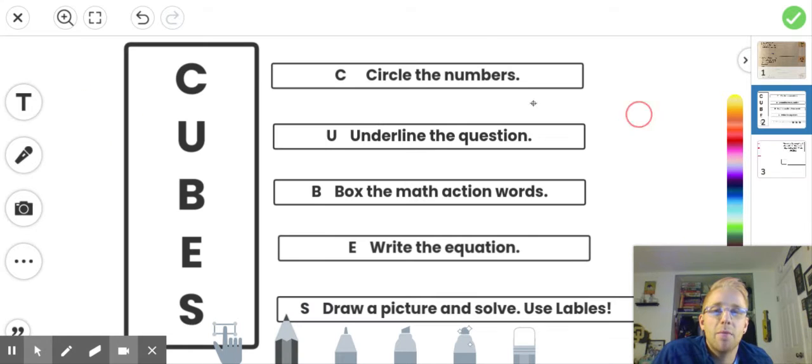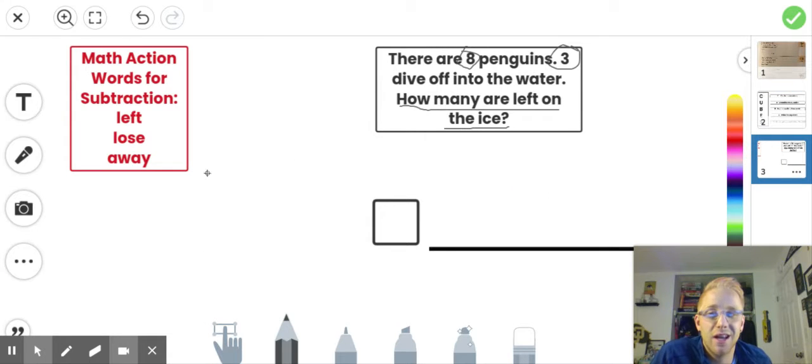Now B, box the math action words. This is tricky because we've got some new math action words that I want us to focus on today. When you are dealing with subtraction, some of those math action words you want to look at are lose, left, away. You're looking for these words to help you understand if it's subtraction, addition, or what it is. So I'm looking at left. I see how many are left on the ice. So there's my math action word. Kind of put that box around it.